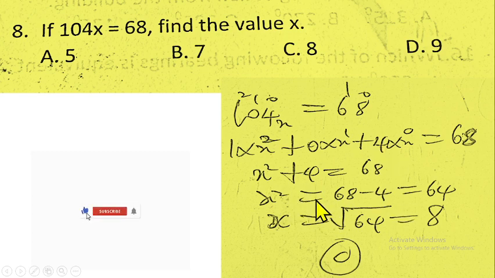Take 4 across, x squared equals 68 minus 4. That gives us 64. Therefore, you can find the square root of both sides. So that gives us x to be 8. So option C is the correct option for question number 8.